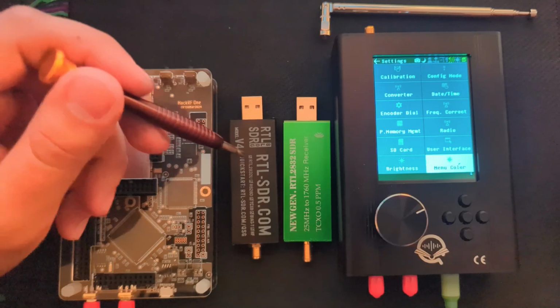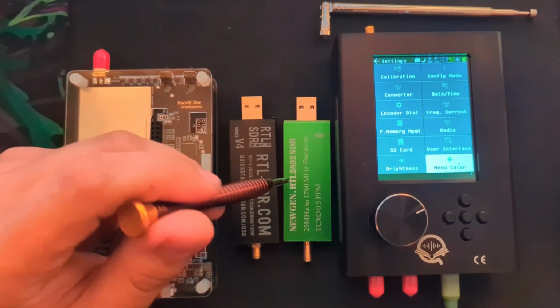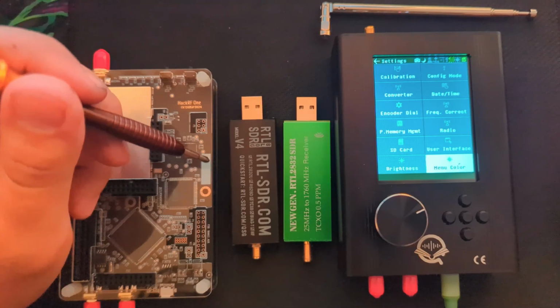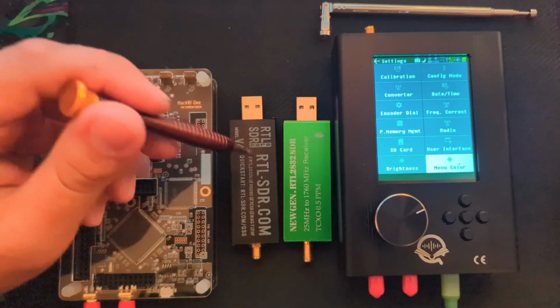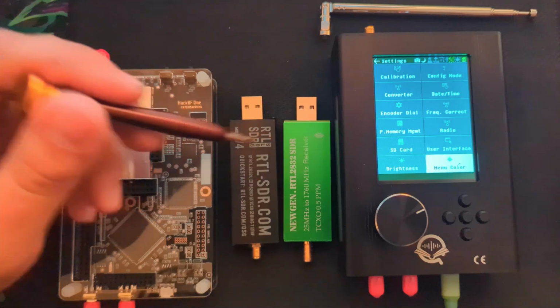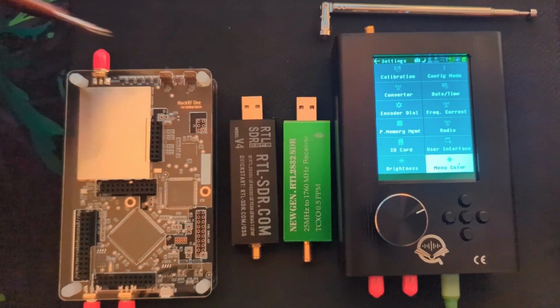The bit depth of the ADC, in this case for the RTL-SDRs, is 8-bit, and it determines how accurately the analog signal is converted. An 8-bit ADC can convert the signal into one of 256 different values, which is not as precise as a 12-bit ADC that can differentiate between 4096 values.